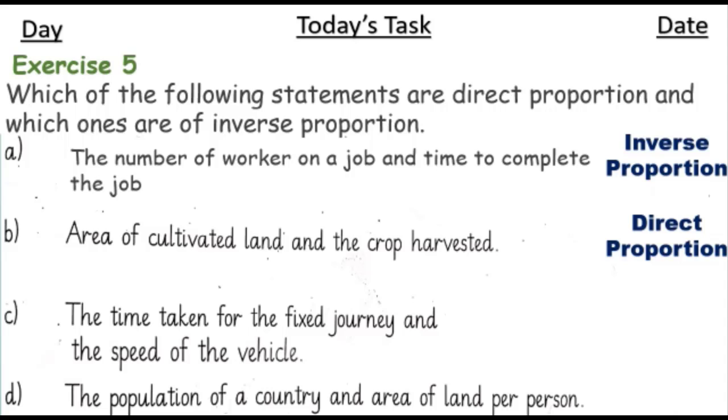So which type of proportion is this? This is inverse proportion. Part D. The population of a country and area of land per person. When there will be more population, the less land area will be there for each person. And when there is less population, the more land area will be there for each person. So which type of proportion is this?